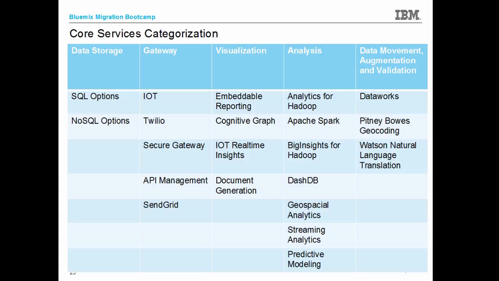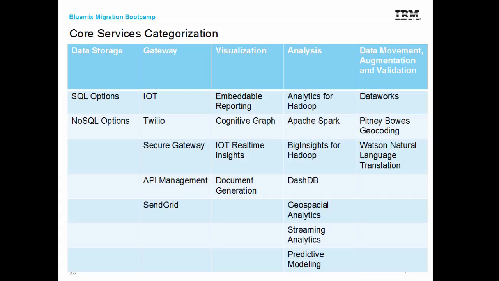Now, earlier we talked about the need for visualizations and systems of insight, and we talked about embeddable reporting. I also mentioned document generation as one of the new experimental services for building things like PDFs, but there are others too. Cognitive Graph is part of the Watson services, which is a great visualization of a lot of the insight that can be gained from those. And also, if you're trying to visualize the devices you have in your Internet of Things type of application, IoT Real-Time Insights can provide you with a lot of that information.